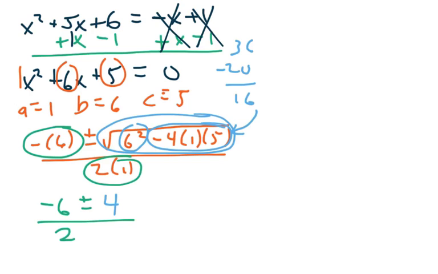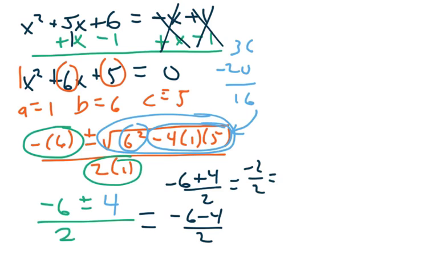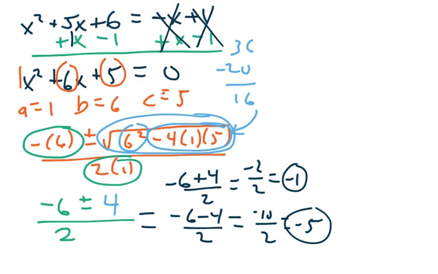Okay, I'm almost done. So if you look down the bottom of my screen here, I'm just going to take negative 6, add 4, and divide by 2. And I'm going to take negative 6 minus 4 and divide by 2. And so I'm going to get 4 minus 6 is negative 2 over 2, which is negative 1. And of course, negative 10 divided by 2 is negative 5. So I'm going to have 2 answers like I usually do. Okay? So I'm not done quite yet.